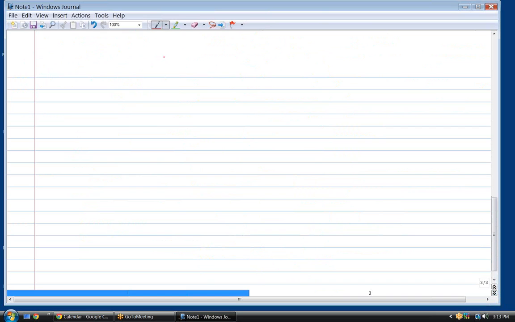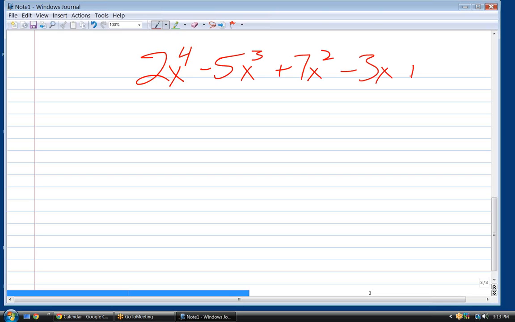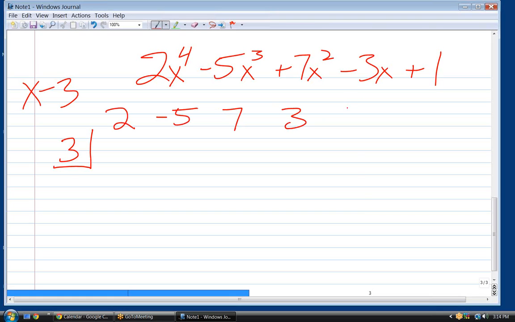2x to the 4th minus 5x cubed plus 7x squared minus 3x plus 1, divided by x minus 3. Okay. So what do we put in the box? 3. And our coefficients are 2, minus 5, 7, 3, and 1.